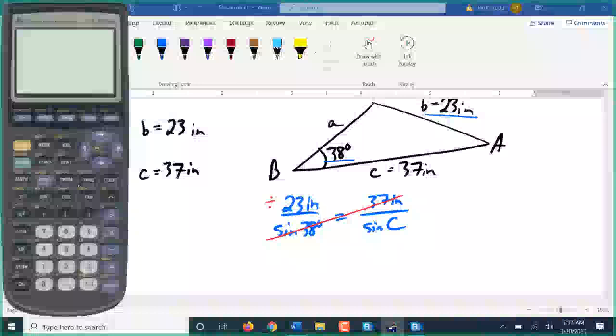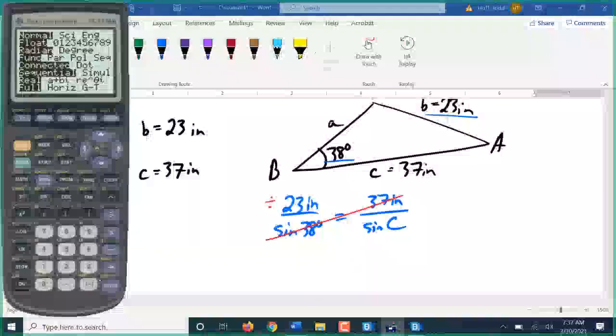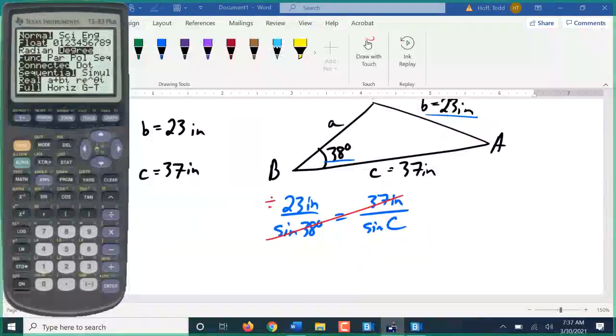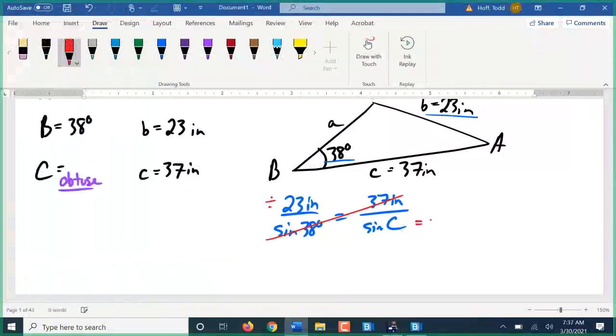I'm going to make sure my modes are correct here. It's at degrees and not radians. We're going to have sine of 38 degrees times 37 divided by 23. We get 0.9904. That is the sine of angle C.